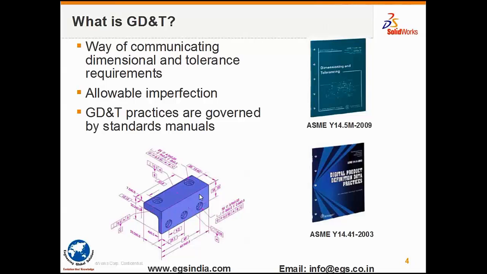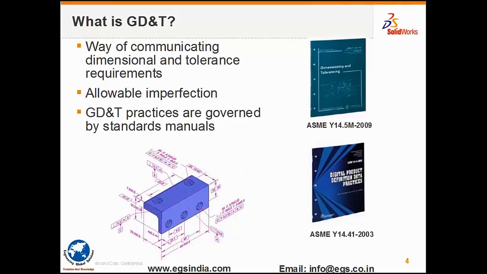What is GD&T? It's a way of communicating dimensional and tolerance requirements to both manufacturing and inspection. We are classifying the allowable imperfection in alignment with the quality objectives very clearly at the design stage. The GD&T practices are well governed by standard manuals, with the ASME being the forerunner. ASME stands for the American Society of Mechanical Engineers. The version 2009 stipulates the usage of GD&T for all features that need to be controlled except for features of sizes which could be defined using limit dimensioning or fits.